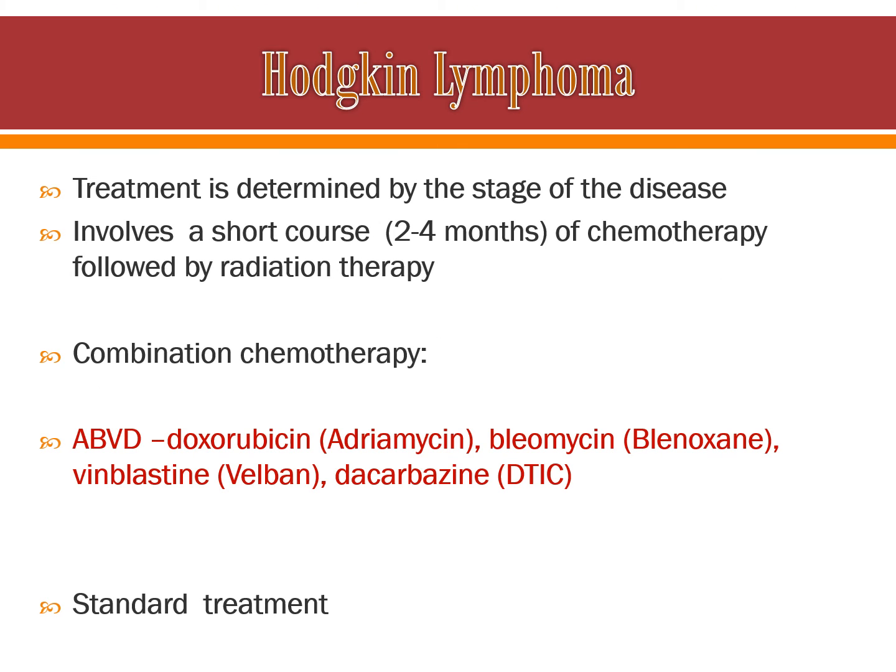Treatment is determined by the stage of the disease, so that means it's going to be variable. It could be a short course, 2 to 4 months of chemotherapy, followed by radiation therapy, or it could be combination therapy, meaning that they're doing both of those things. And then here you are just being given some of the medications that can potentially be used. And then you are doing all the usual standards of treatment that goes with cancer.